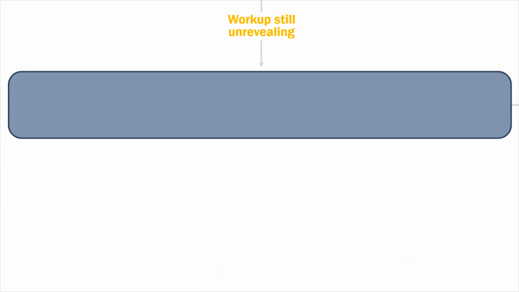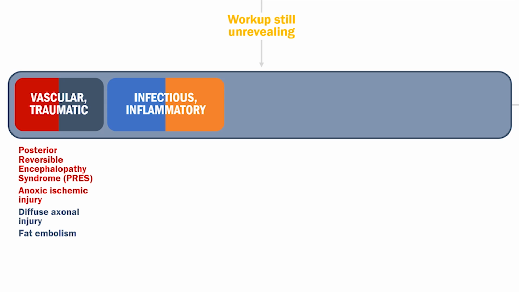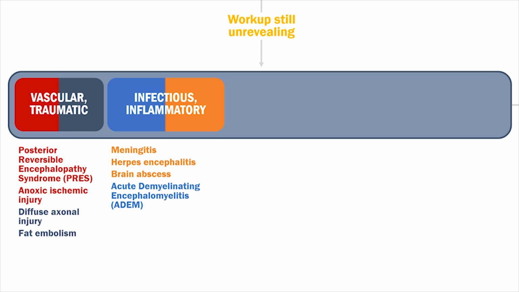Let's say all of our workup has been unrevealing thus far. Well, now we need to cast a wider net. This is where we consider vascular and traumatic pathologies, like PRES, anoxic ischemic injury, diffuse axonal injury, and fat embolism, infectious and inflammatory pathologies, like meningitis, herpes encephalitis, brain abscess, ADEM, vasculitis, and paraneoplastic encephalitis, like NMDA receptor encephalitis or limbic encephalitis.